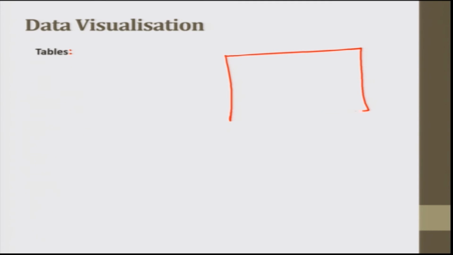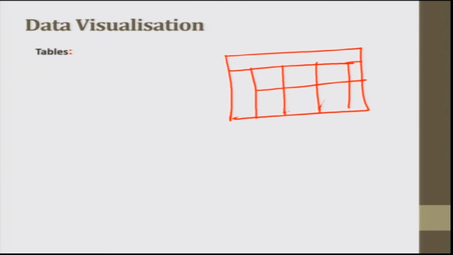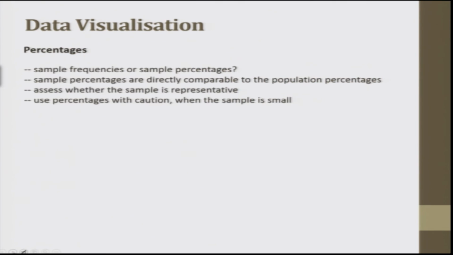For instance, if this is some table, we have a title for the rows and titles for the columns here. We have some data, and we can put that data into percentages as well. So all those examples can be taken into account. These are sample frequencies or sample percentages. Sample percentages are directly comparable to the population percentages, and assess whether the sample is representative or not. Use percentages with caution when the sample is small.